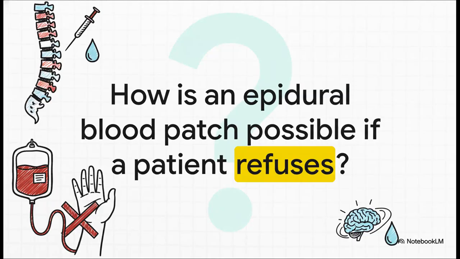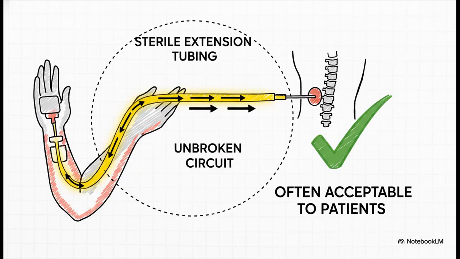So, here's a tricky little clinical puzzle you might face that really tests your understanding of all these principles. We all know an epidural blood patch is the gold standard for a post-dural puncture headache, but it involves injecting the patient's own blood. So how on earth do you do that if the patient finds that unacceptable? And the answer is actually pretty clever. It all lies in tweaking the technique. Use a sterile extension tube to connect the IV catheter directly to the epidural needle. What you've done is create a continuous, unbroken circuit, so technically the blood never actually leaves the patient's circulatory system. This simple little modification might just make the whole procedure acceptable, and it's a great example of creative, patient-centered problem solving.